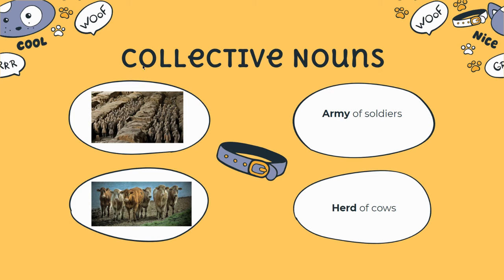So think of the word collective nouns as collection, a group. So whenever you see a noun that names a group of people or a group of things or a group of animals or a group of places, then it's going to be a collective noun, right? It's going to be a collection, a group of things. That's why it's called collective nouns. So remember, army of soldiers, herd of cows.